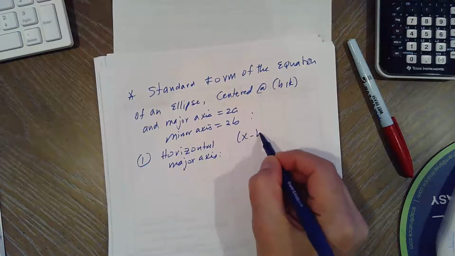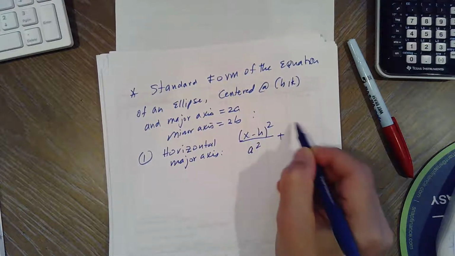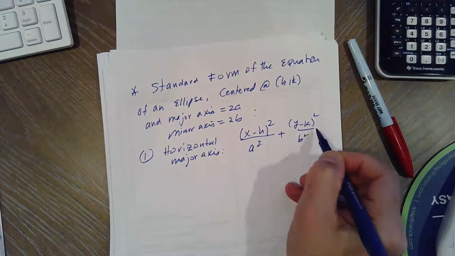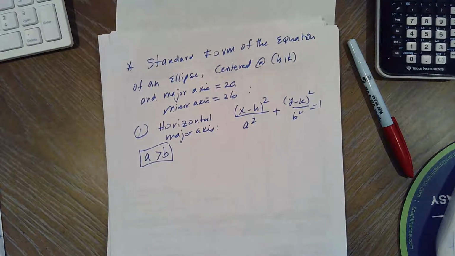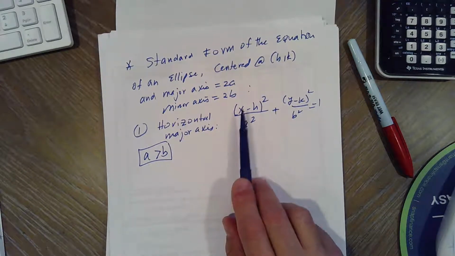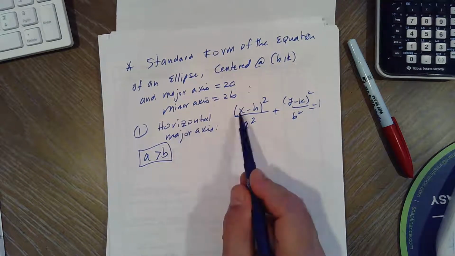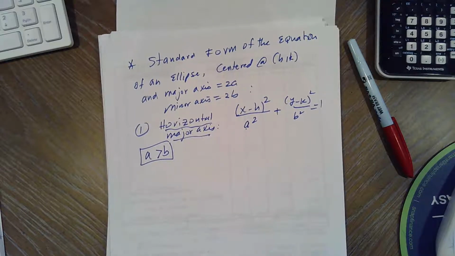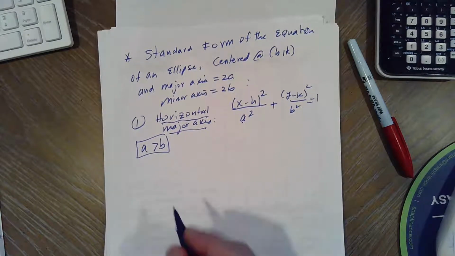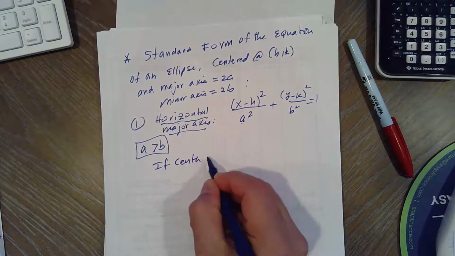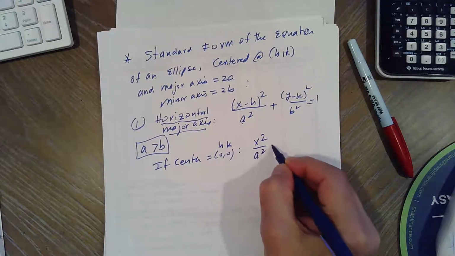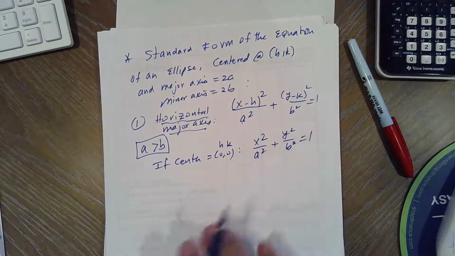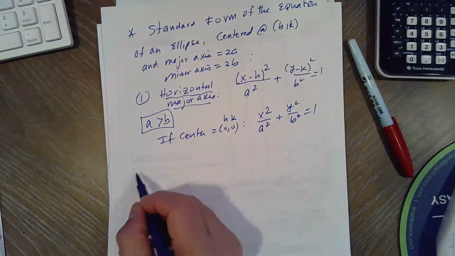If you have a horizontal major axis, it's going to be (x minus h) squared over a squared plus (y minus k) squared over b squared is 1. In an ellipse, a is always bigger than b, always, okay? Because the major axis is bigger than the minor axis. So when a squared is associated with x squared, you know x is horizontal, so you're going to have a horizontal major axis, okay? If the center is at 0, 0, so that means h is 0, you get x squared over a squared plus y squared over b squared is 1. A is greater than b, don't forget that.